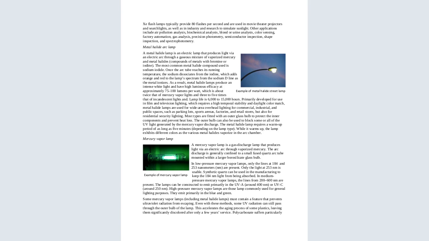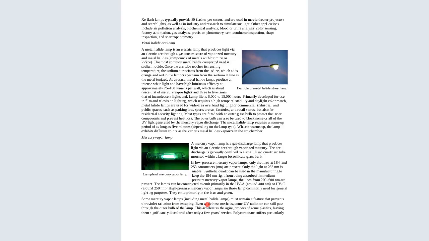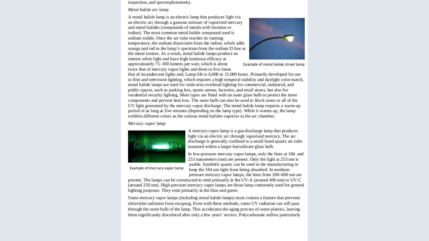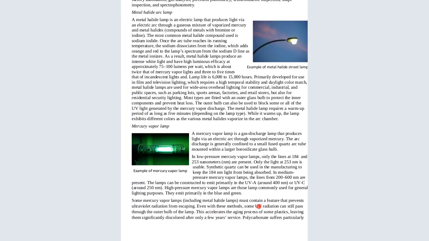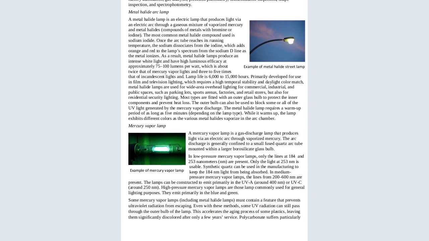In medium pressure mercury vapor lamps, lines from 200 to 600 nm are present. The lamps can be constructed to emit primarily ultraviolet around 400 nm, for ultraviolet lighting purposes. Others emit primarily in the blue and green.